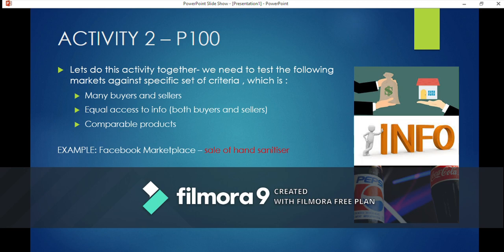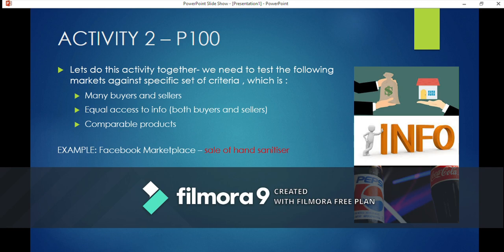Okay. Is there equal access to information? Yes, everyone on the Facebook platform has access to information. They can see the sale, they can do a Google search, and they've got the information at their fingertips. Are there comparable products? They will see who sells hand sanitizer, who sells similar products, even the stands for hand sanitizer so that you don't need to touch the bottles. So all of this is available.